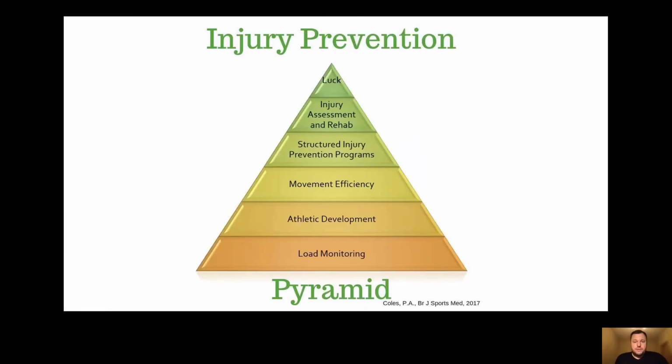So the injury prevention pyramid is telling that the background of injury prevention is load monitoring. That means to analyze how much load you are giving and whether it is in the proper way or not. Later on come athletic development, movement efficiency, structured injury prevention programs, injury assessment and rehab, and at the top is just luck. Sometimes injuries are just happening, and it cannot be preventable 100%.